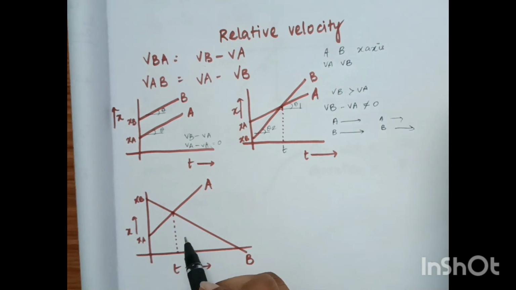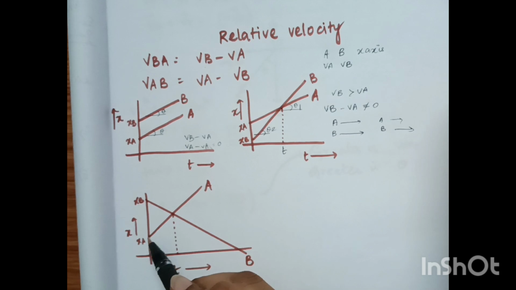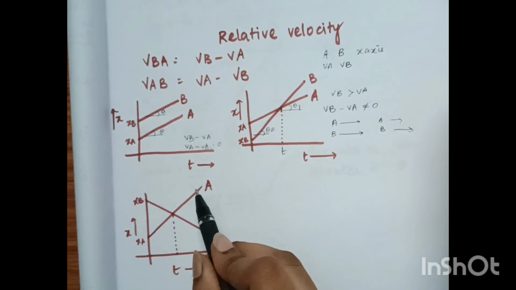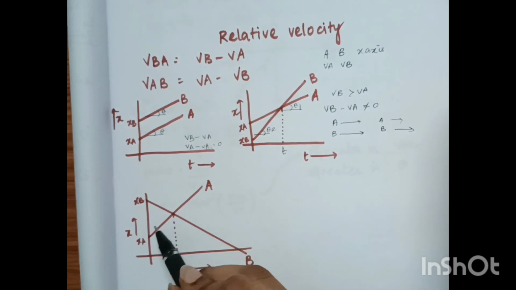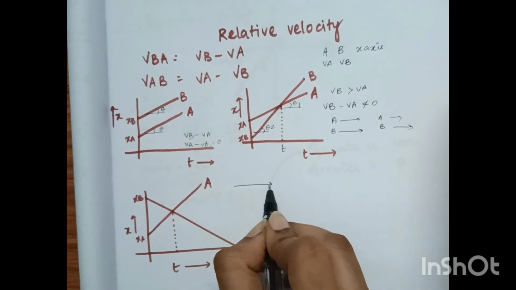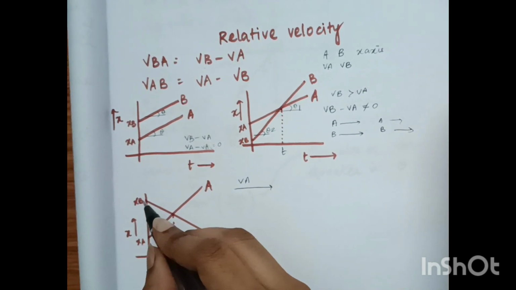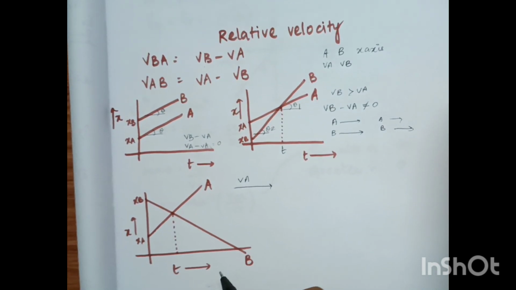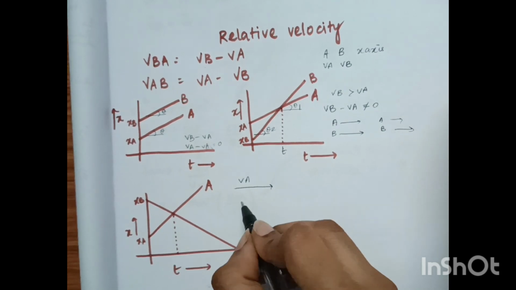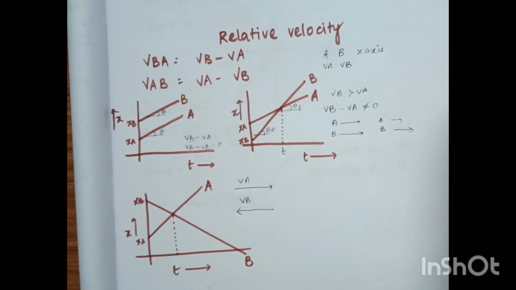Let us see about this graph. Here we can say this slope is positive. That is, velocity is positive, meaning let us consider that they are going in this direction. VA is going like this. But B's graph has a negative slope. That means velocity of B is in this direction.